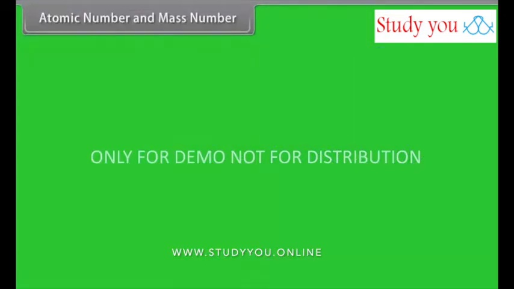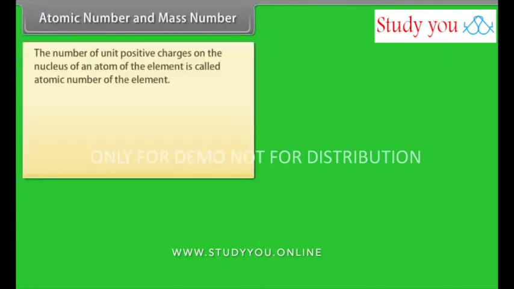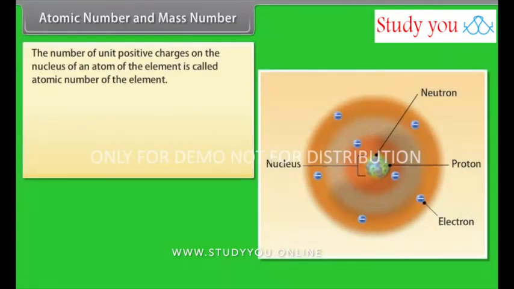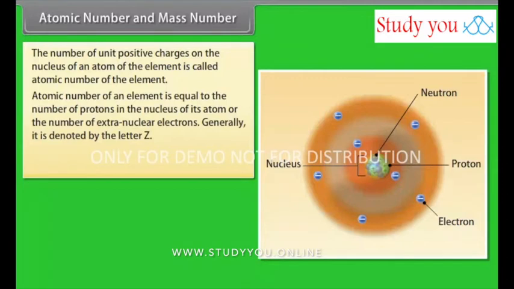Atomic number and mass number. The number of unit positive charges on the nucleus of an atom of the element is called the atomic number of the element. Atomic number of an element is equal to the number of protons in the nucleus of its atom or the number of extra nuclear electrons. Generally, it is denoted by the letter Z. Atomic number Z is equal to number of protons is equal to number of electrons.